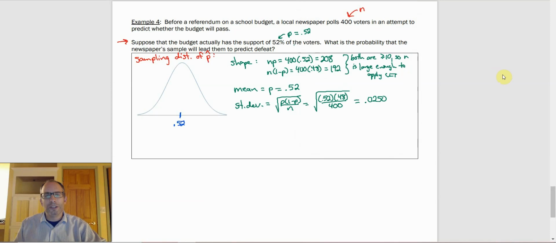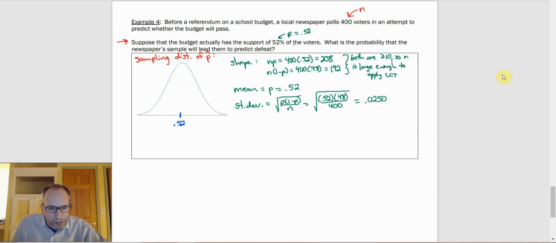And then defeat, assuming that there are only 2 options, which it should be. Like if it's a referendum on a budget, it's either going to be yes, I support it, or no, I don't. So defeat would be if they end up with less than half, or even if you say that they don't get a majority, right? Maybe it's got to be a majority, and an exact 0.5 doesn't work. But it's okay either way, because this is a continuous distribution, and there's no difference between a less than and a less than or equal to.